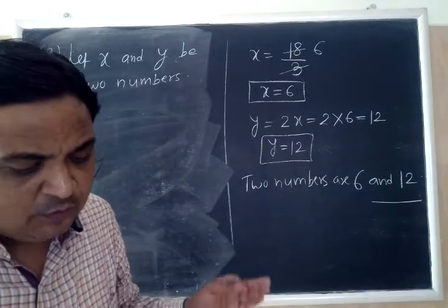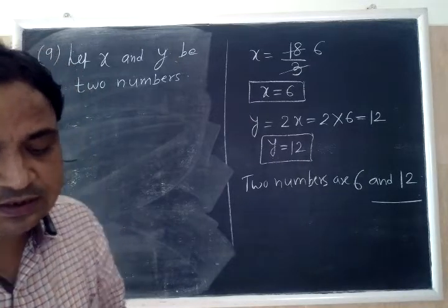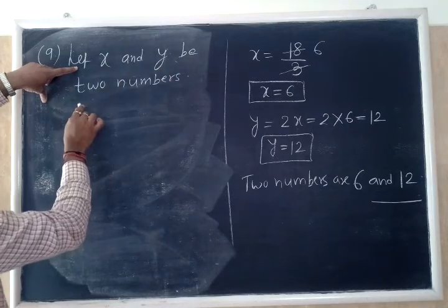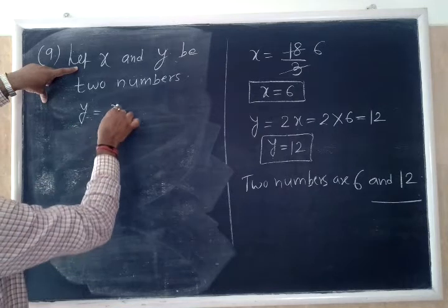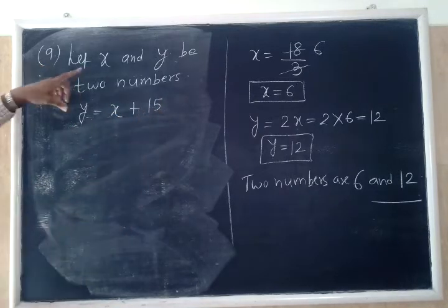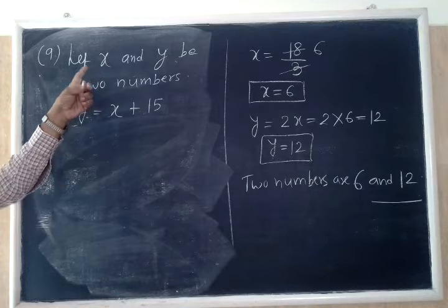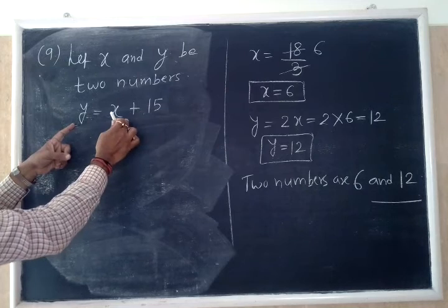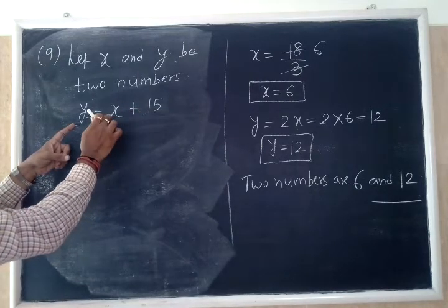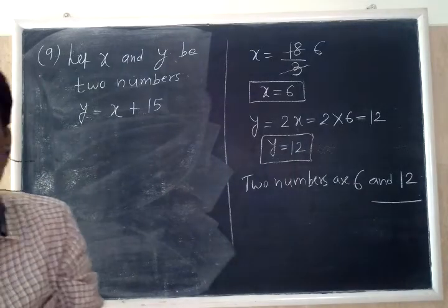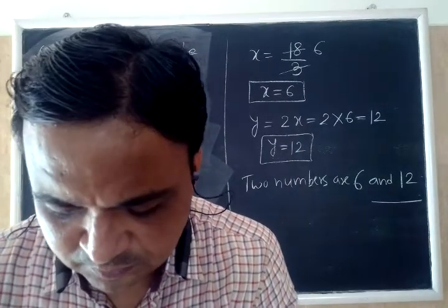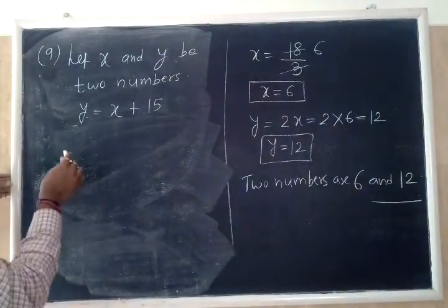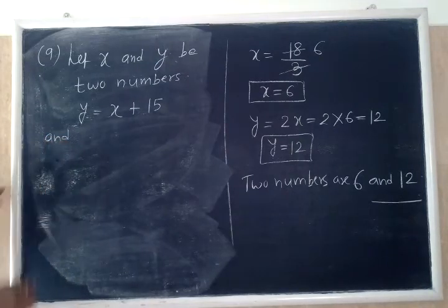Okay. What is given? A number is 15 more than the other number. Means one number is 15 more than the other number. So you can take y is equal to x plus 15, or you can take x is equal to y plus 15. 15 more means plus 15. So y is equal to x plus 15. One number is 15 more than the other number. And what is given?